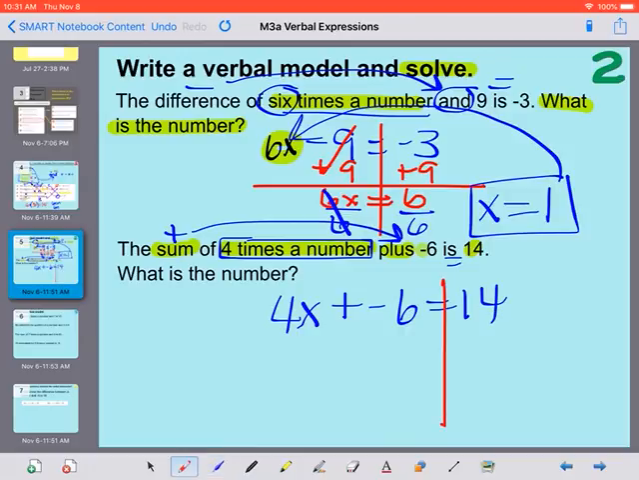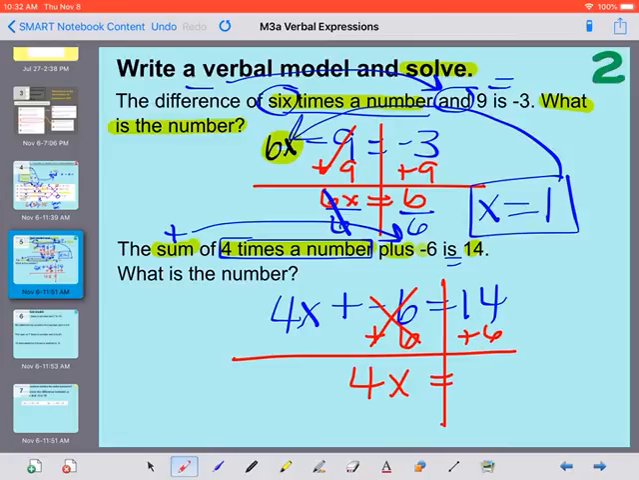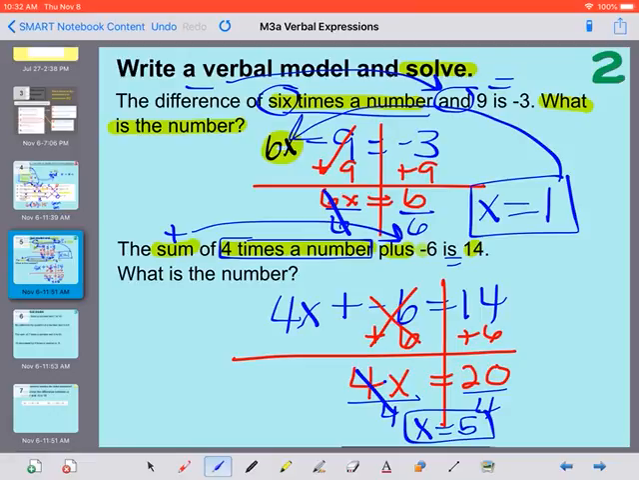So we're going to solve this. We really don't need the plus sign because we have a negative 6. To get rid of that negative 6, we're going to add 6. So those eliminate. And we have 4x equal to now 6 plus 14 is 20. And then last, the opposite of multiplying is dividing. So divide by 4. And we get x equal to 5.